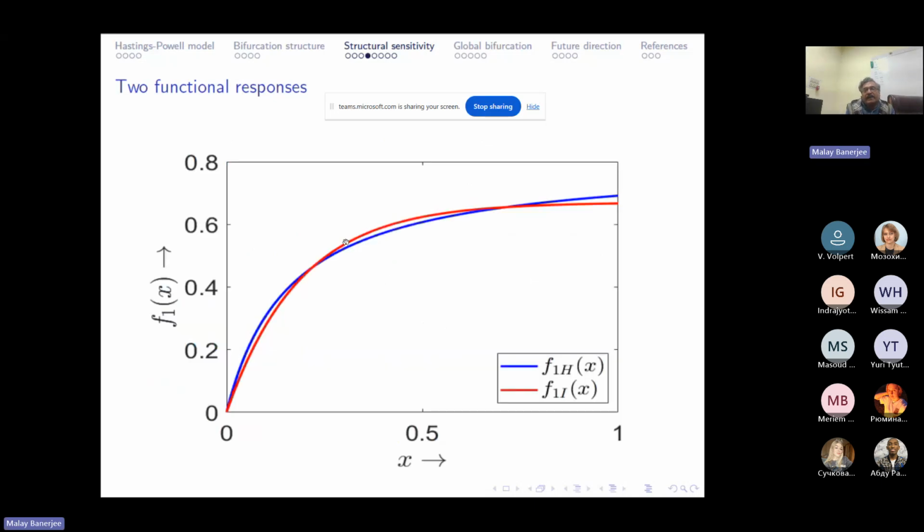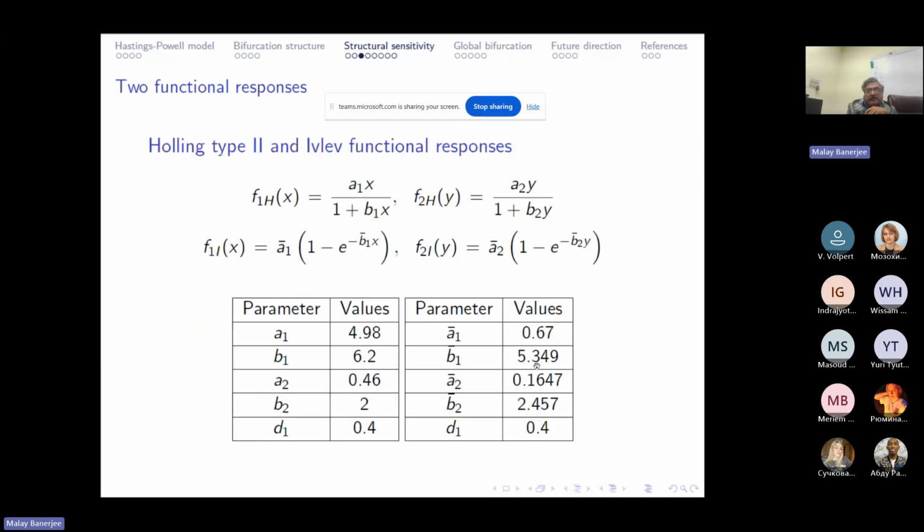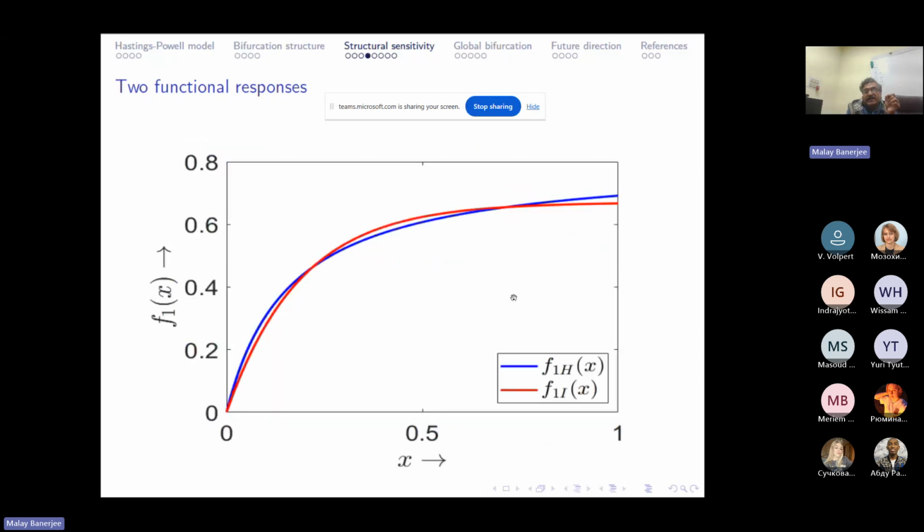For clear-cut visualization, here you can see this blue curve corresponds to F1HX. That means Holling type 1 functional response with A1 equal to 4.98 and B1 equal to 6.2, and the red curve corresponds to F1IX, where A1 bar and B1 bar are equal to 0.67 and 5.349, such that within the range 0 to 1, these two functional forms remain close to each other.